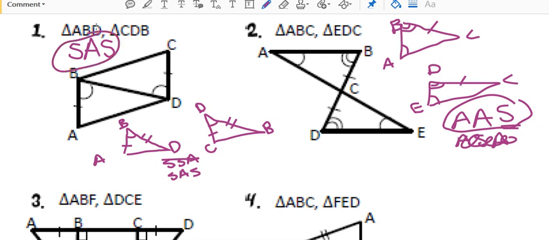So I hope this process makes sense. If you got these wrong and now it's making sense, you should pause the video and go back and redo them, because this is a really important concept in geometry.